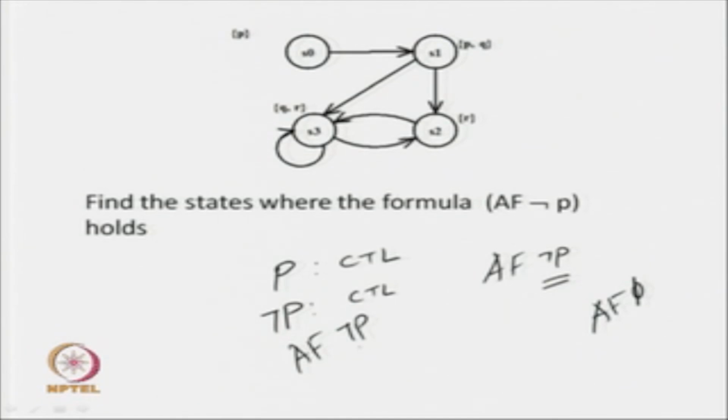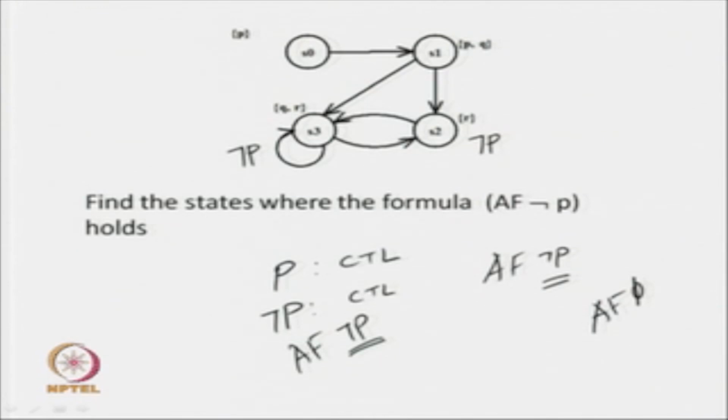Now, what about this not of P? We are going to get the truth values of not of P from our labeling function only. If a state is not labeled with a particular atomic proposition, we will say that this atomic proposition is false in that state. Now, you just see that in your S0 P is true. So, P remains true over here. In S1 P and Q are true, that means P is true over here. In S2 it is labeled with R. So, what does it mean? It means that P and Q are not true over here. So, we can say that not of P is true over here. Similarly, in S3 it is labeled with Q and R, so it is not labeled with P. So, we say that not of P is true over here.